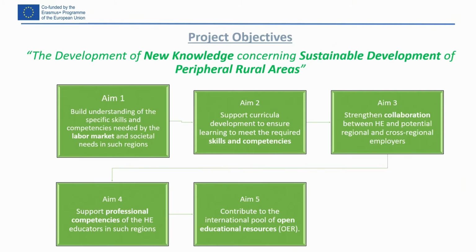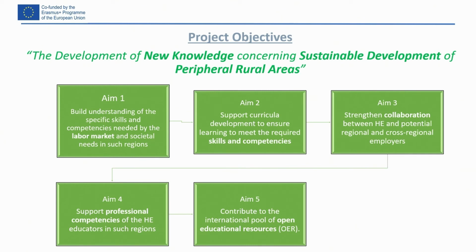The main project objective for Europe is the development of new knowledge concerning the sustainable development of peripheral rural areas. There are 5 main aims. The first is to identify the specific skills and competencies that the labour market requires of recent graduates in peripheral rural areas. And from this, to develop the current curricula for these students to meet these skills and competencies.